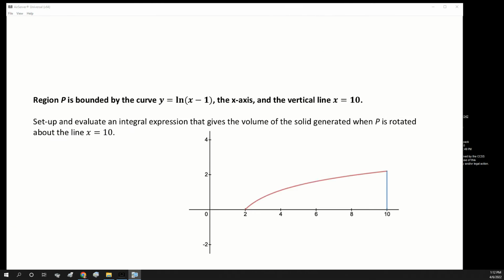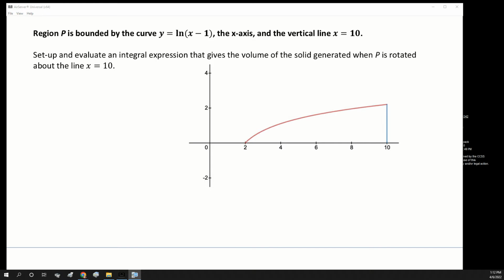Okay, so let's look at the next one. This one's a little bit more difficult for a couple of reasons. We have this region P, and it is bounded by the curve y equals the natural log of x minus 1, the x-axis, and the vertical line x equals 10. We're going to set up and evaluate an integral expression that gives the volume of the solid when it's rotated about the line x equals 10. So that is this line right here. This is your axis of revolution.